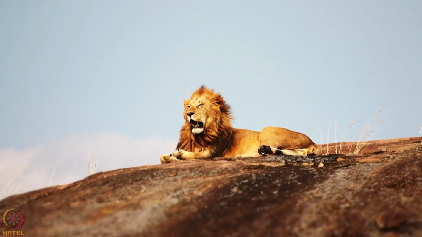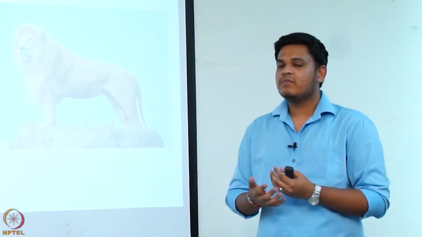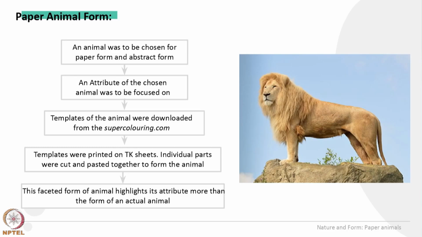We got our templates of the animals from a website called Super Coloring, and we downloaded the templates. We printed them out on TK sheets, and we cut them out individually, and then we tried to stick them together to form the animals. Basically, this faceted form of animals was highlighting its attributes more than the actual form of the animal itself.